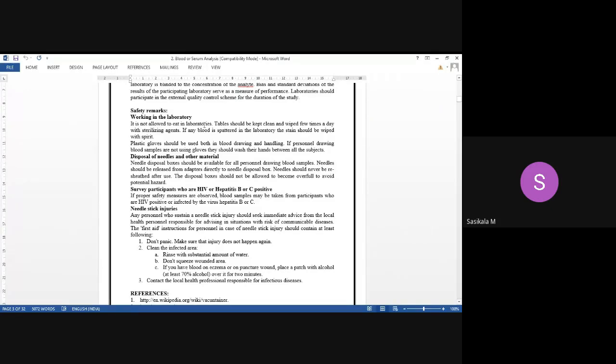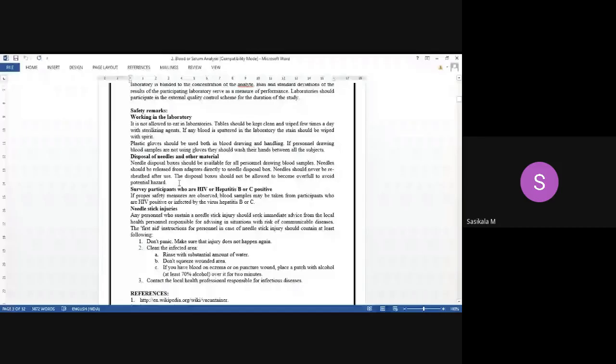You need to wear gloves and follow all safety measures during analysis, like the procedures you followed for urine sample analysis. The same should be used. It should be carried out in a clean place only, sterilized with sterilizing agents. Mostly you'll be using spirit for sterilization purposes.